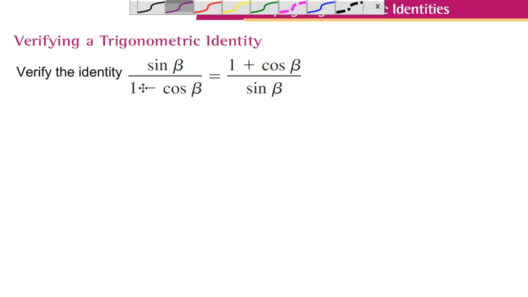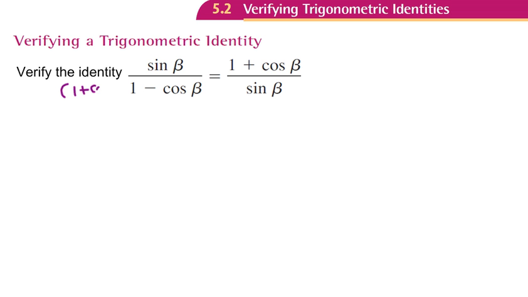All right, so I'm going to multiply this by its conjugate, 1 plus cosine of beta, and right here, 1 plus cosine of beta. Sine beta times 1 is sine of beta, plus sine beta times cosine of beta is sine beta cosine beta.